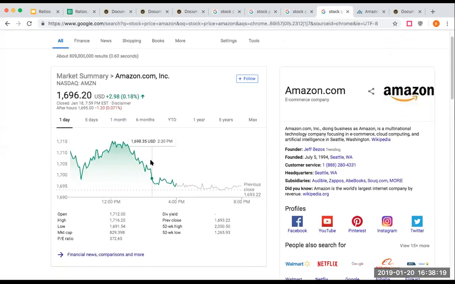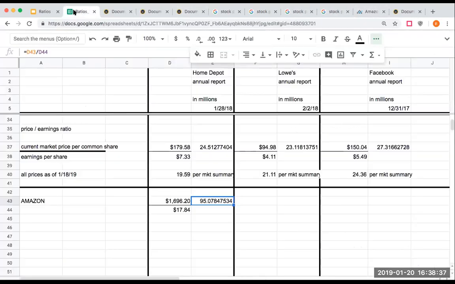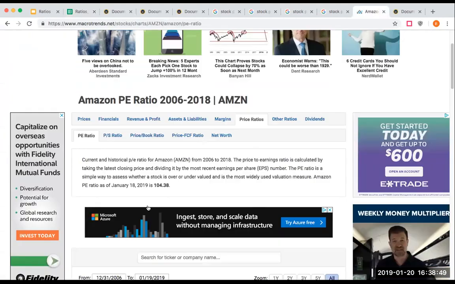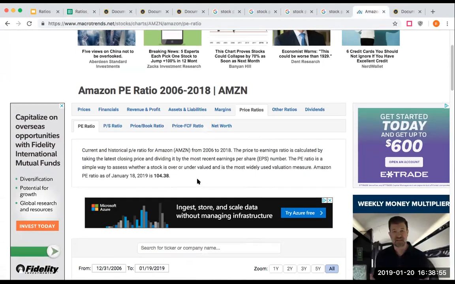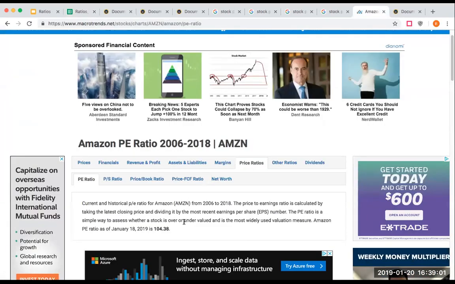Well, if I look here at the Google market summary, I see a price to earnings ratio of 372. If I just read this, it would be saying that it would take me 372 years to earn back a share of Amazon. But right here, we're coming up with about 95. So what does that mean? It means you should not believe everything you see on the internet, unlike what I said before. So if we look here, they're coming up with a price to earnings ratio of 104.38. And is this correct? Probably our number is relatively close to it, so I might say yes.